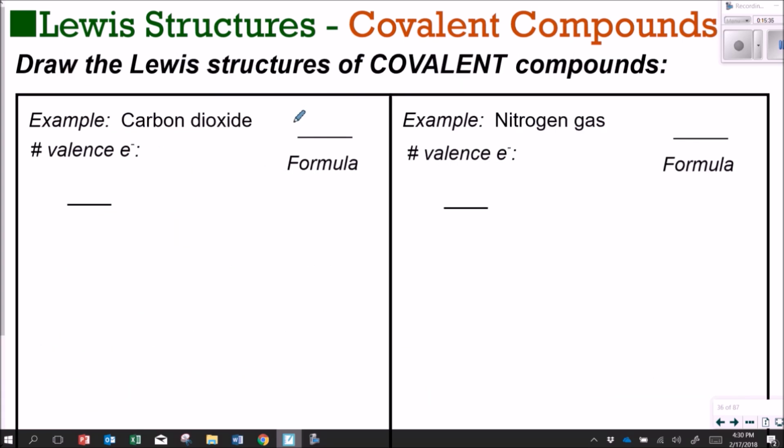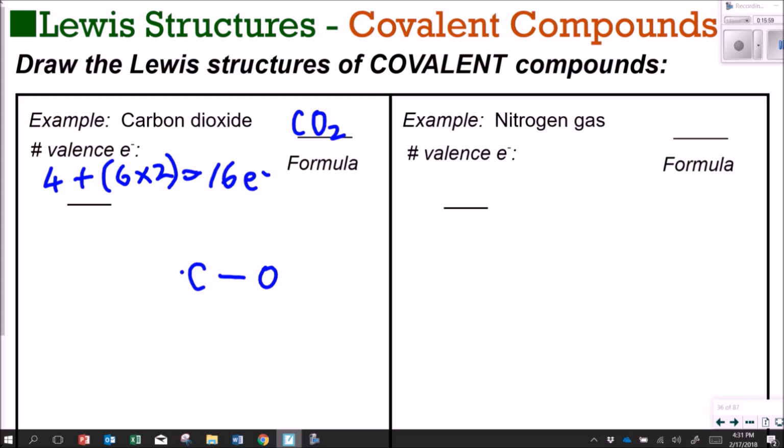Let's practice double. Carbon dioxide's formula is CO2. Again, I count my available valence electrons. Carbon has 4, there is 1 carbon, plus oxygen has 6 valence electrons, 6 times 2 oxygens, for a total of 16 valence electrons available. So I'm going to put carbon in the middle and I'm going to bond it to the 2 oxygen atoms on each side. Now I give 8 electrons to each oxygen to make it stable.